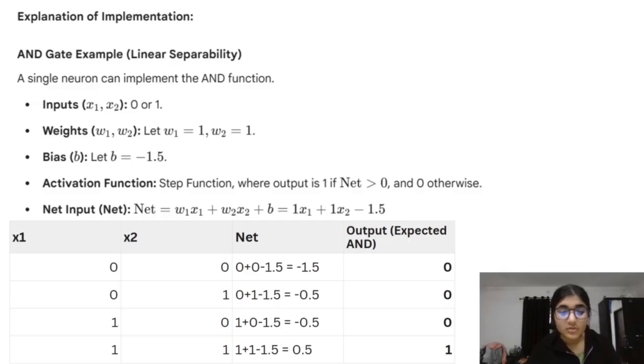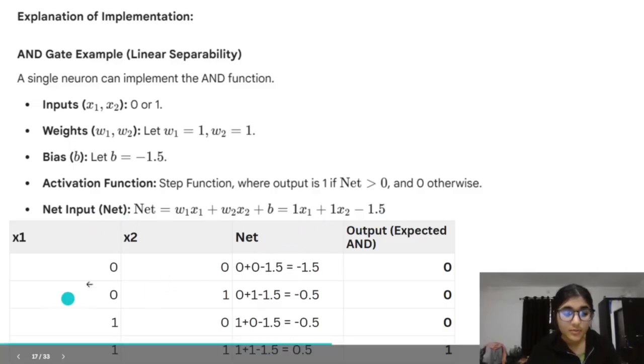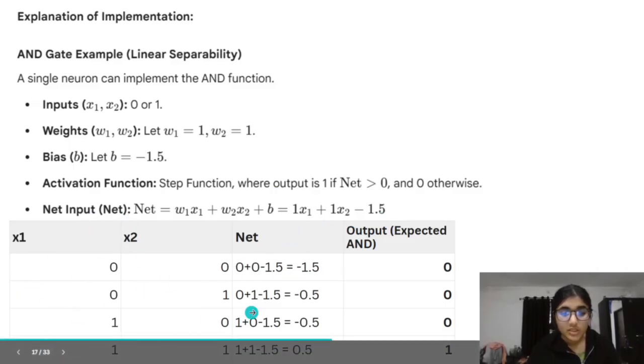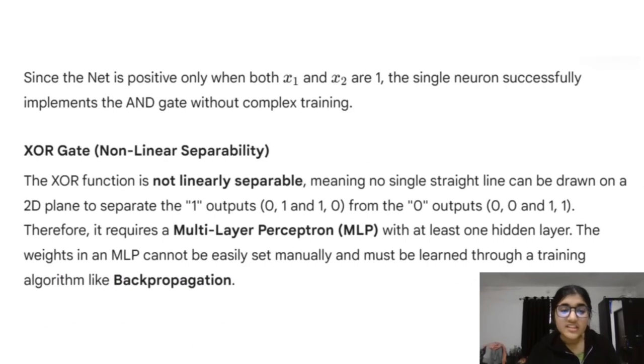So which comes out to be, for b we will put minus 1.5. Then we will put the values of x1 and x2 from this table. So the output comes to be 0001. Now, since the net is positive only when both x1 and x2 are 1, the single neuron successfully implements the AND gate without complex training.